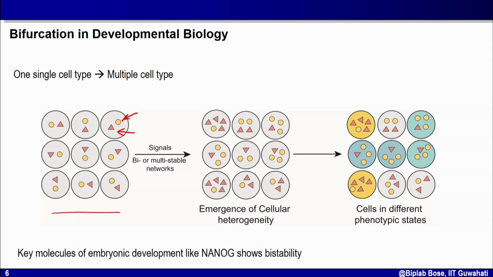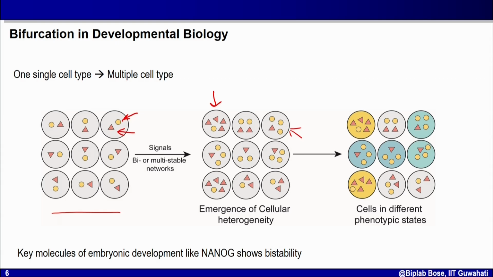So in this case you can see for this cell, for example, the red proteins are higher, whereas for this cell the yellow protein is higher but red protein is lower. So what is happening from a homogeneous population where most of the cells have almost close numbers of red and yellow protein? As the signal is given and as the system has bistability for both the red and yellow protein, I have two subpopulations now, one having higher red protein and another having higher yellow protein.